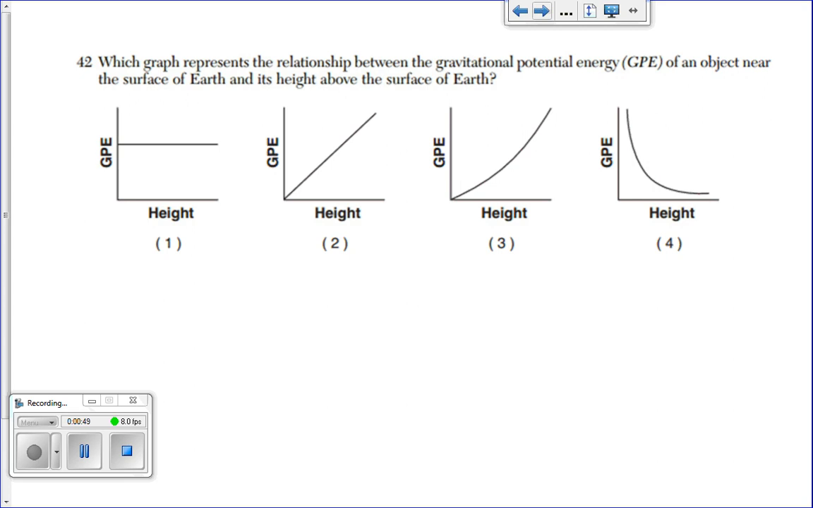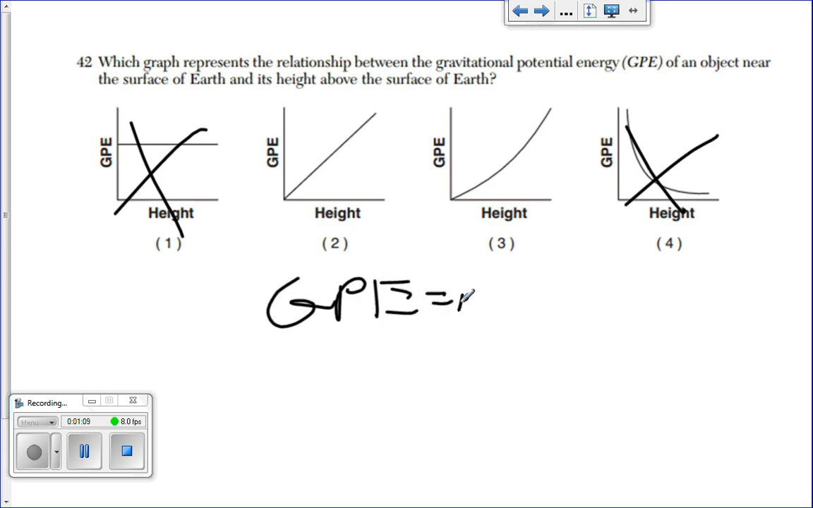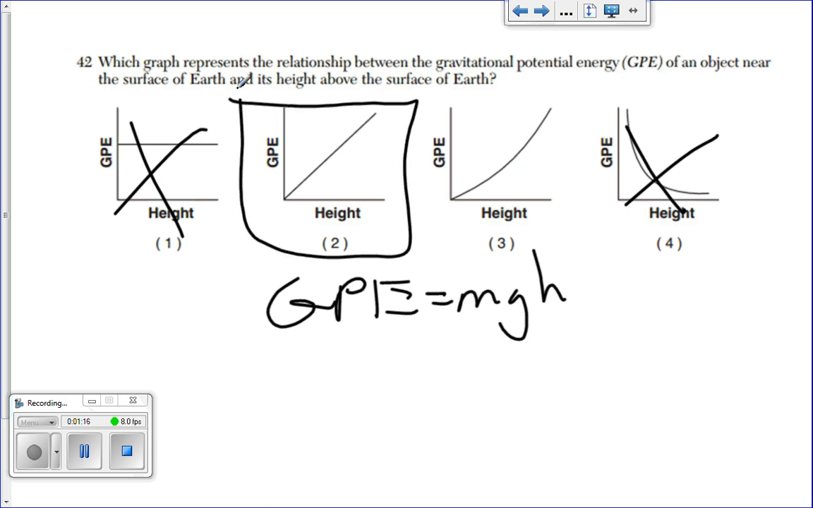Here's another graph. This is looking at GPE versus height. All right. Well, as you get higher, GPE should increase. So that's out and that's out. So these two and 3, both have gravitational potential energy increasing as height increases. And if you look at your GPE formula, you have GPE equals mgh. There's nothing squared. There's no reason for this graph to be curved. That is a nice linear relationship right there.